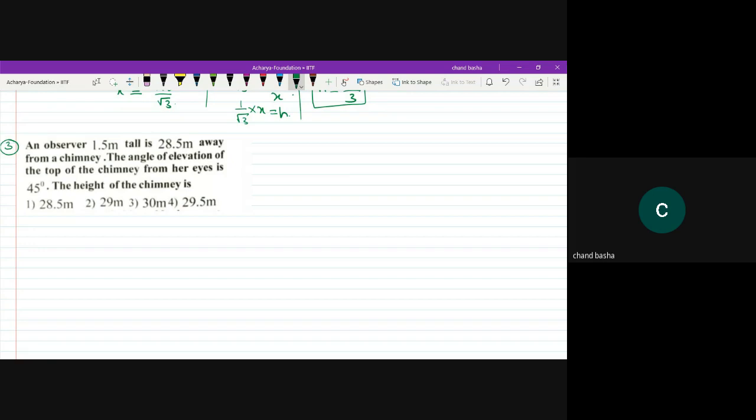Hope you can understand the given figure. First, you have to read the question carefully, and then we'll try to go for an approximate figure. Without a figure, I cannot understand. An observer 1.5 meters tall is 28.5 meters away from the chimney. This is the chimney. And a person's height, I'm taking C, E. He is a person. The person's height is given to you.